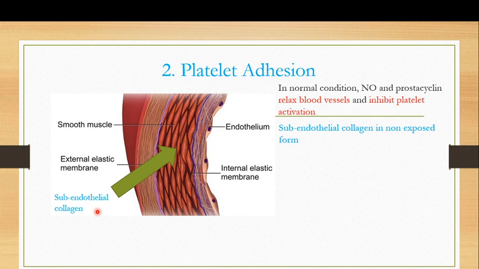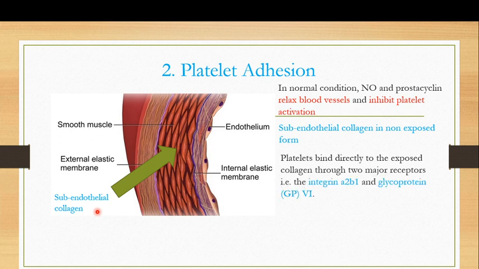Now, when you talk about this platelet adhesion, what happens is that the platelets are going to interact with this exposed sub-endothelial collagen to start the process of the primary hemostasis. These platelets bind directly to the exposed collagen. As I've told you, when there is damage to the blood vessels, the collagen gets exposed, and the platelets are going to directly bind to this collagen.